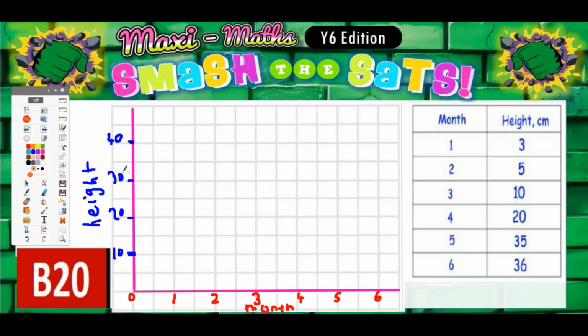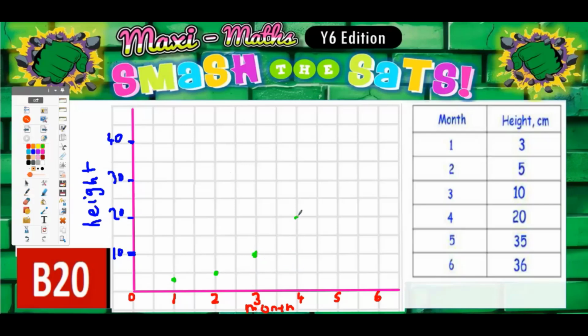So after 1 month, the plant was 3 centimeters high. So there's 1 month. 5 would be here. So 3 would be about there. After 2 months, it was on 5. So 2 months would be 5. 3 months would be 10.